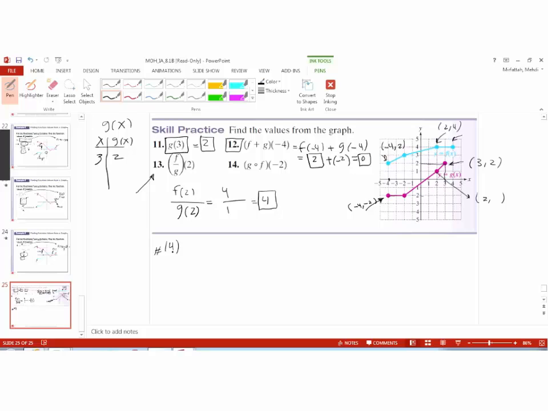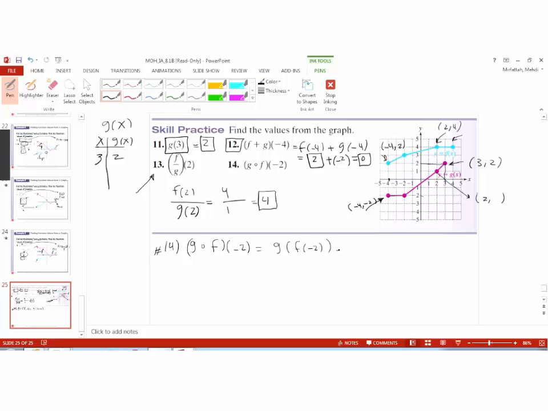Okay, Marina, you want to try number 14? How do you write this down? How do you start this? Sure. So you write G of F of negative 2. G of F of negative 2, very good.